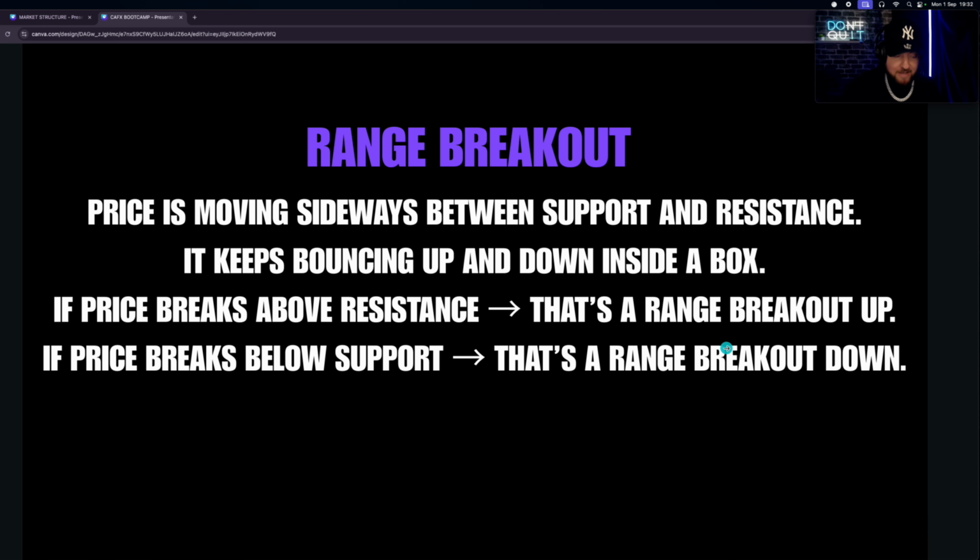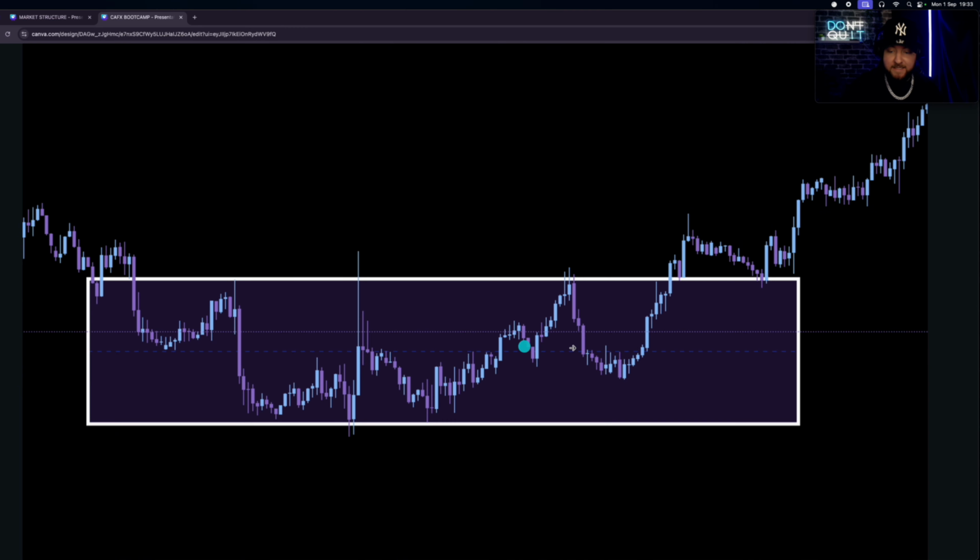And then our favorite type, the range. Price is moving sideways between support and resistance. It keeps bouncing up and down inside a box. If price breaks above resistance, that's a break. You don't need to look at this. This, to me, is a range.